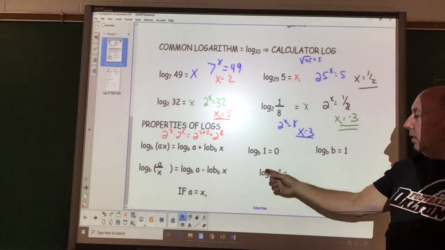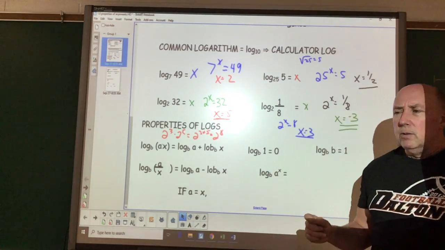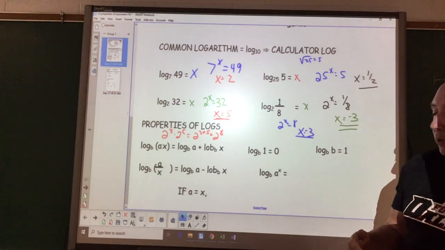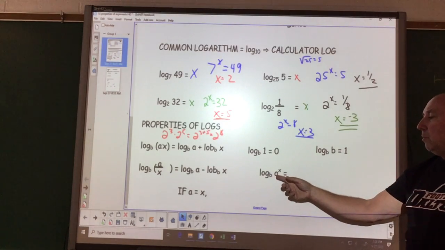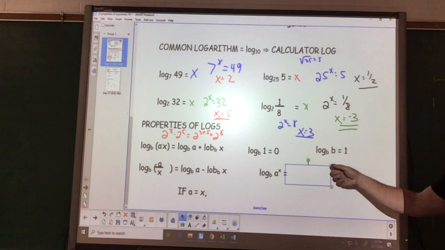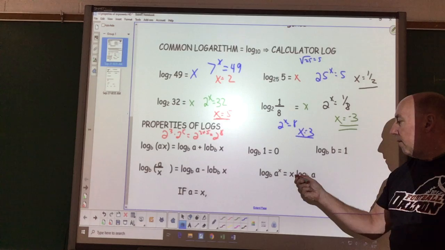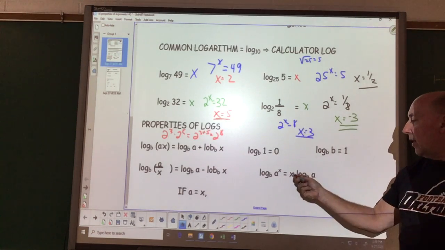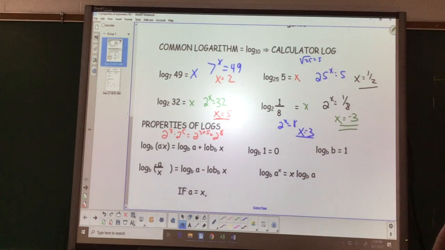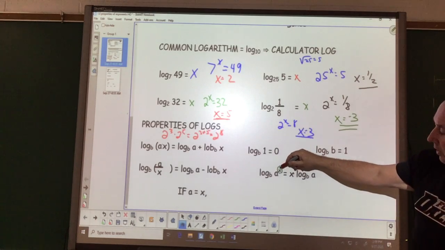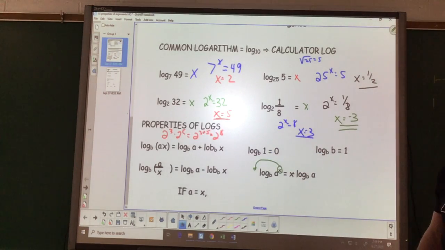Now, the exponent property with respect to logarithms is probably the most important one that we will utilize. If I have log base b of a to the x, this is going to equal x times the log base b of a. So we can take our exponent here and throw it out front.